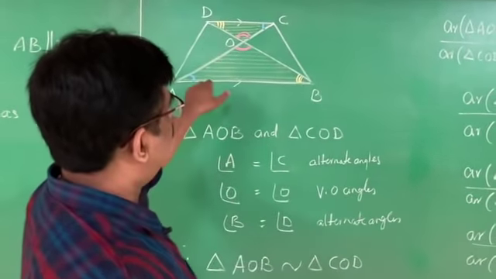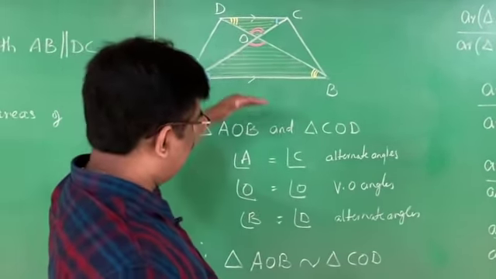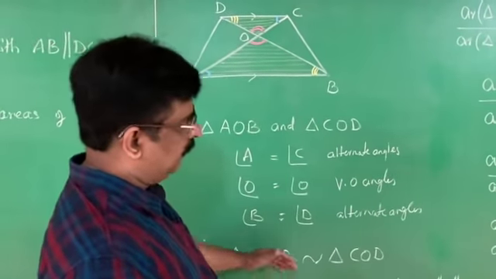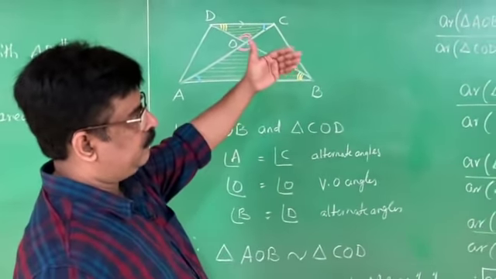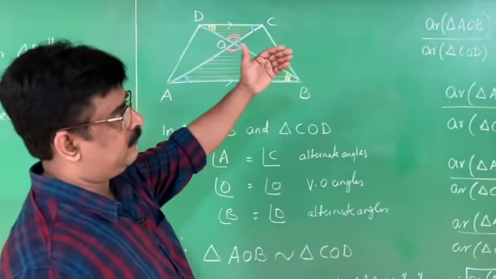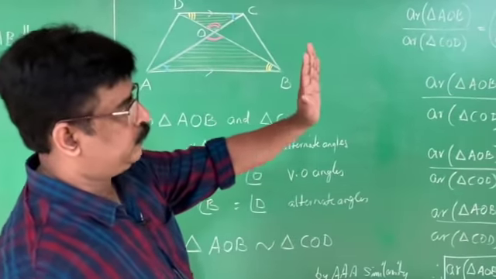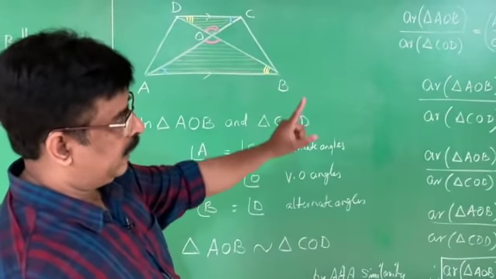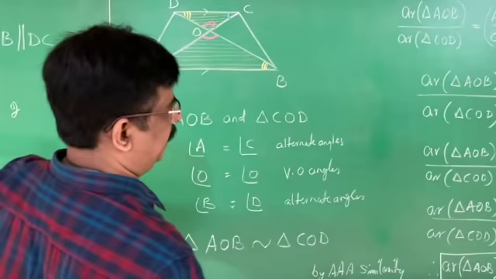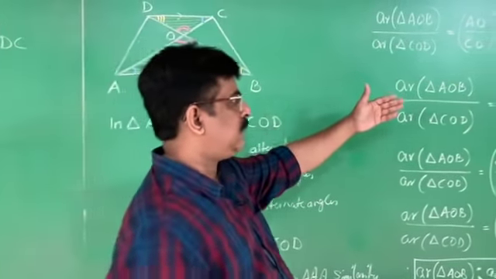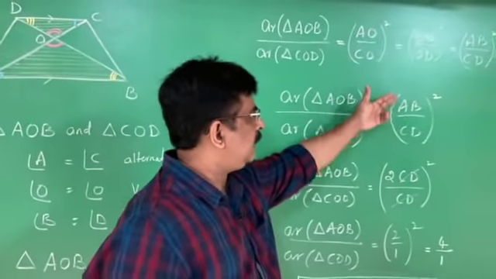First, prove that triangle AOB and triangle COD are similar. Once they are similar, we can apply the theorem. The ratio of areas of similar triangles is equal to the square of the ratio of their corresponding sides. Then substitute. Three ratios you get. You select only one. Which one? What is given in the data. In the data they have given the relationship between AB and CD. I selected AB and CD.